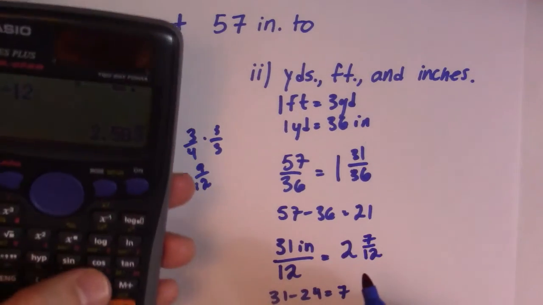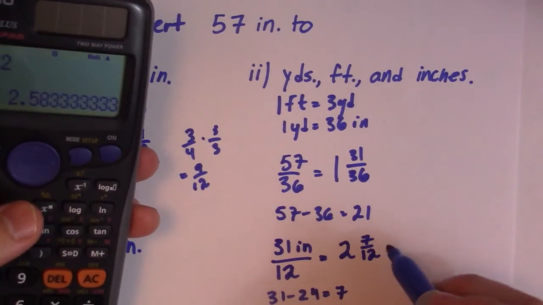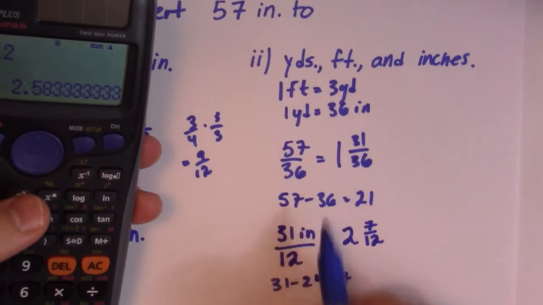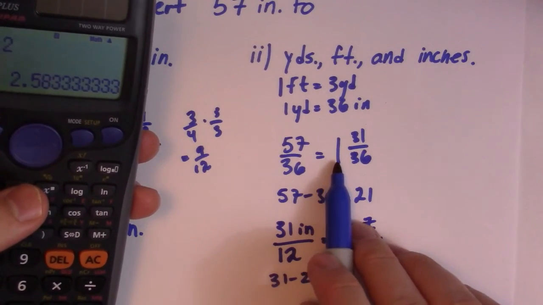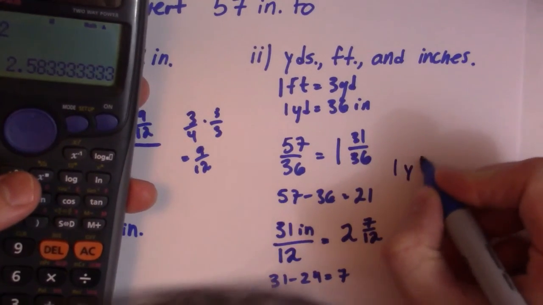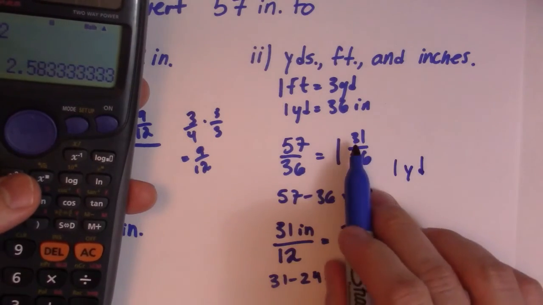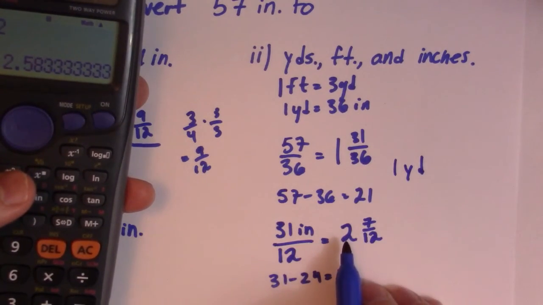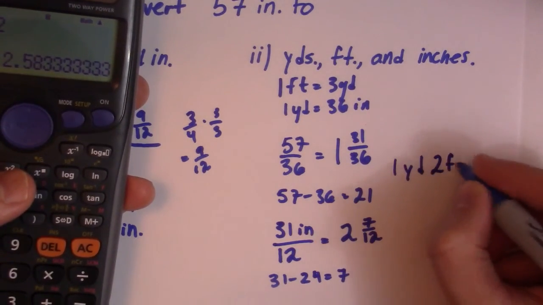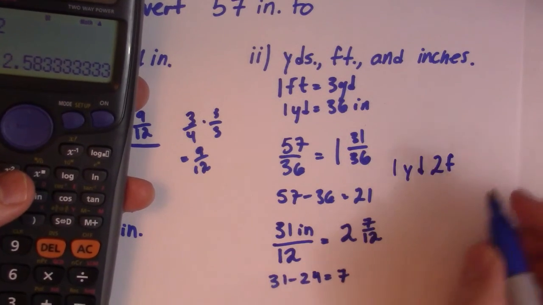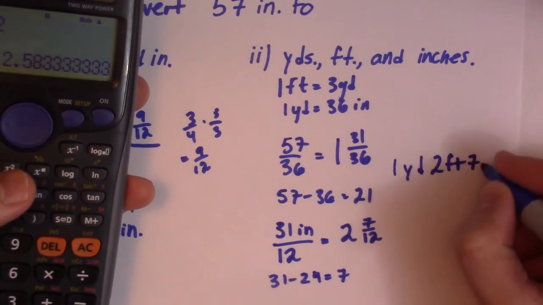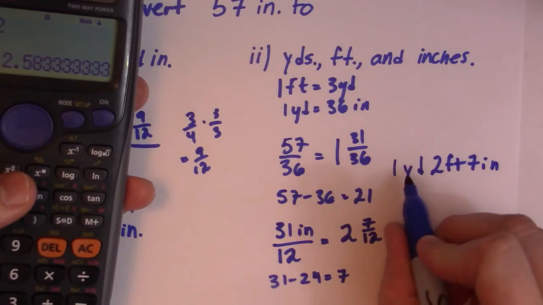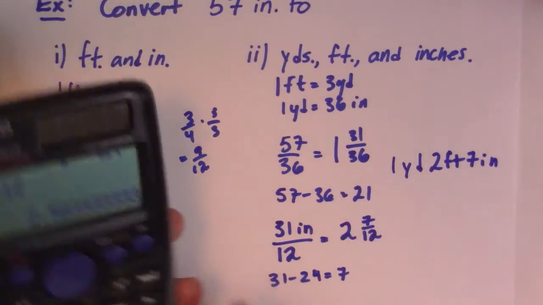All right? So what I can do now is write my final answer. So I got 1 yard from this part. And then that 21 inches gets converted to 1 foot. And left over we have 9 inches. So I have 1 yard, 1 foot, and 9 inches.